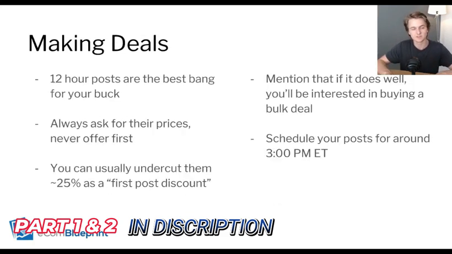Now, making deals. You want to make deals with these pages. You want to negotiate. Instagram influencers is all about negotiating. So usually you can offer for a 12-hour post. 12-hour posts are the best bang for your buck. Most of the activity of your post will happen within the first 3-4 hours. And after 12 hours, it starts really dying down.